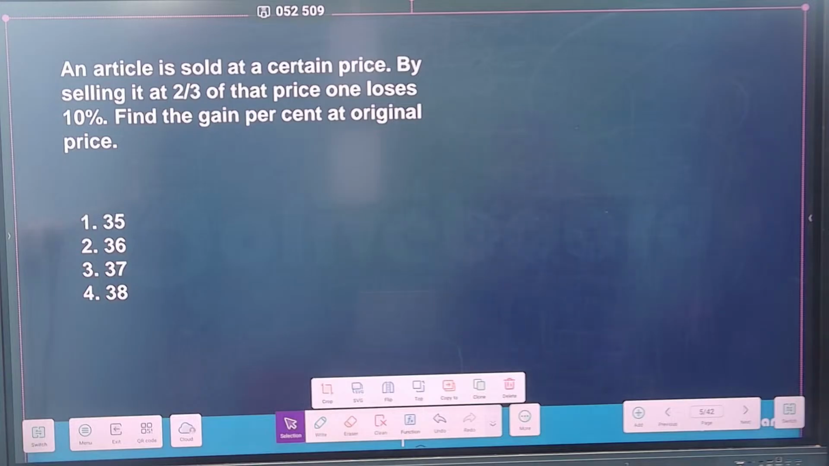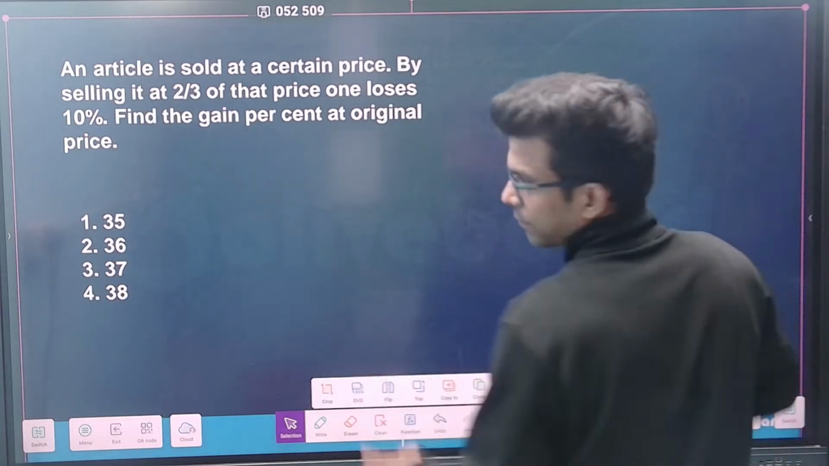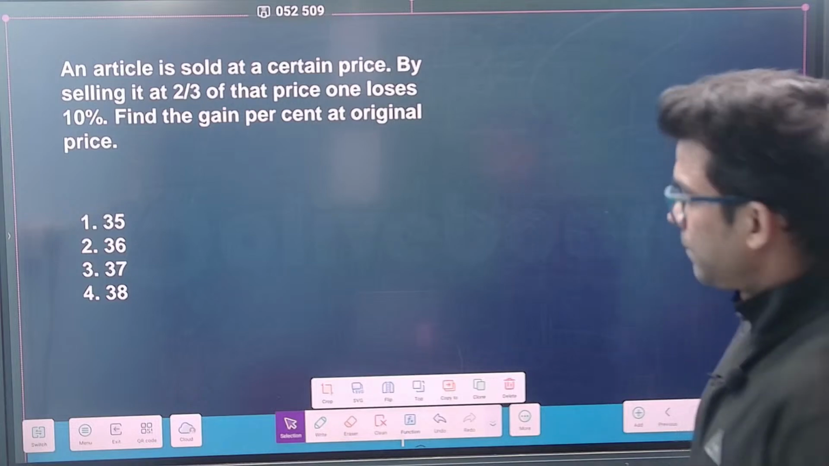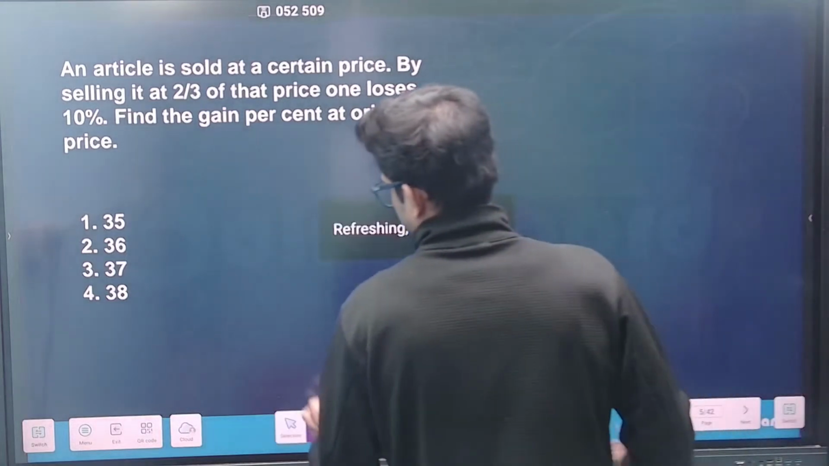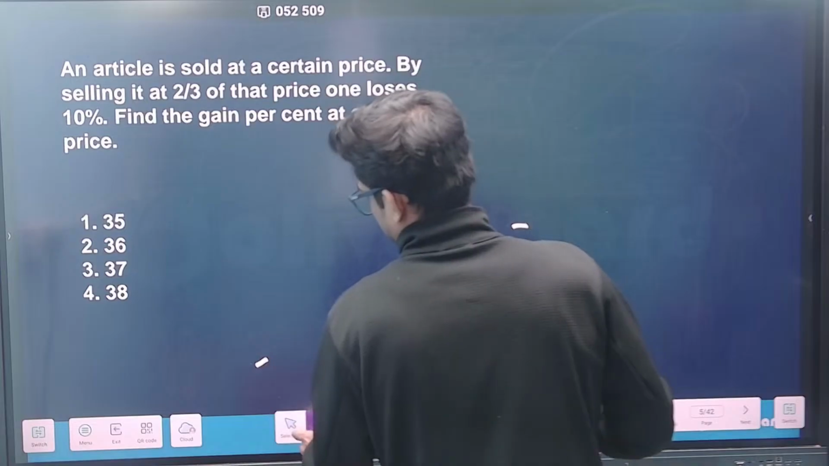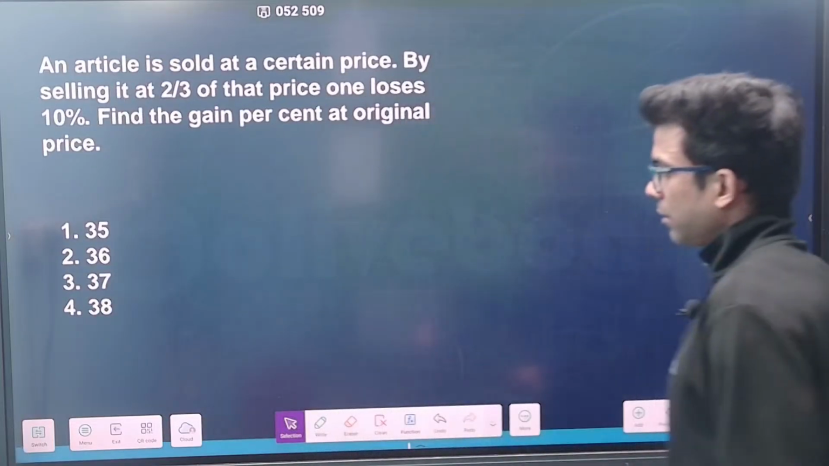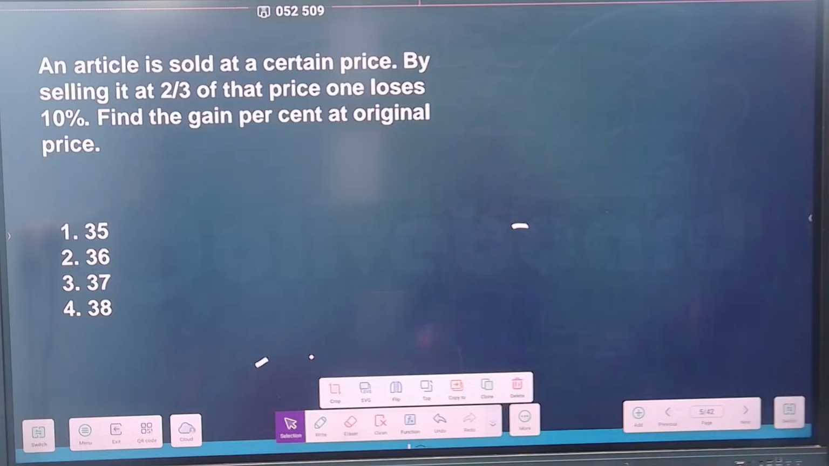So please start solving this question. How can you solve it? Come on. This is a previous year question, everyone. Again, I am saying.